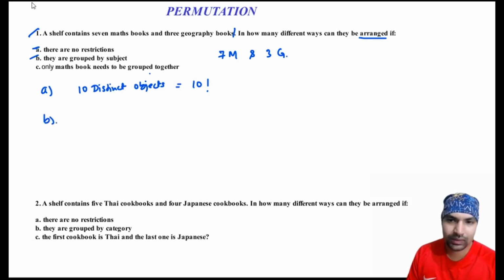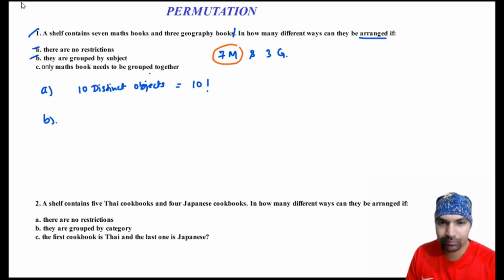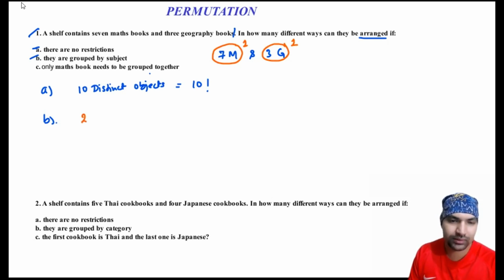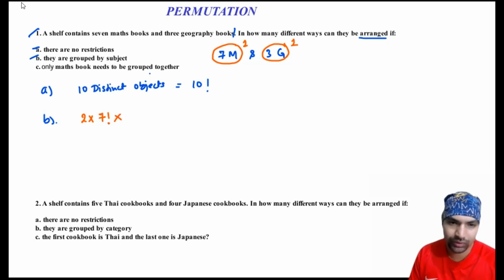Now, second one. In how many different ways can they be arranged if they are grouped by subject? So that means they're talking about, let me highlight it, all these 7 math books are one group, and all these 3 geography books are also one group. So total 2 groups are there, which can be arranged in 2 factorial ways. And then these 7 math books can be arranged in 7 factorial ways among themselves. And similarly, applying the same logic, these 3 geography books can themselves be arranged in 3 factorial ways. Are you following? So that's the answer for the B bit.